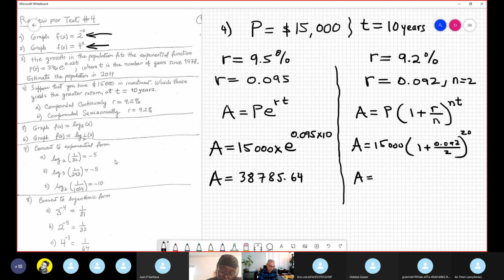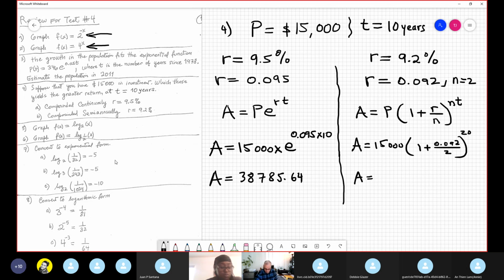I want to do it in my calculator. 15,000. Multiplication. Exponential, I mean. 0.095 times 10. Close the parenthesis, press. Boom. I get the same answer, Yasmin. No, I was talking about the other one.